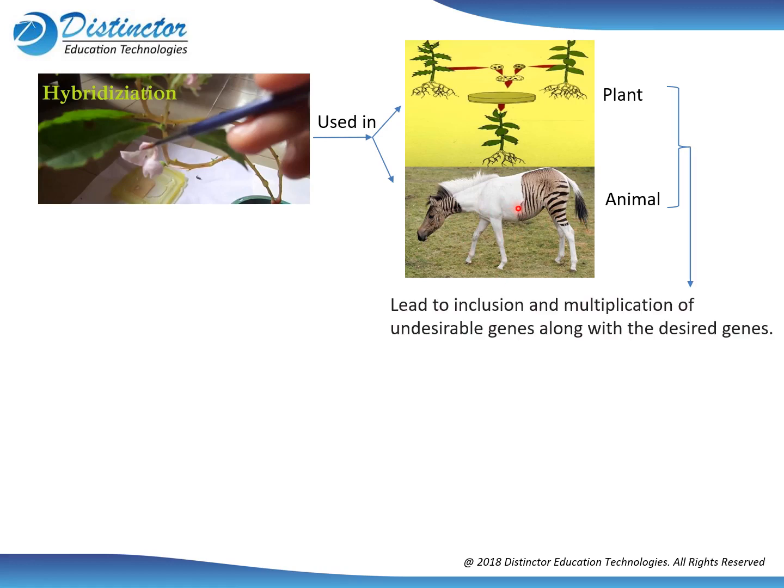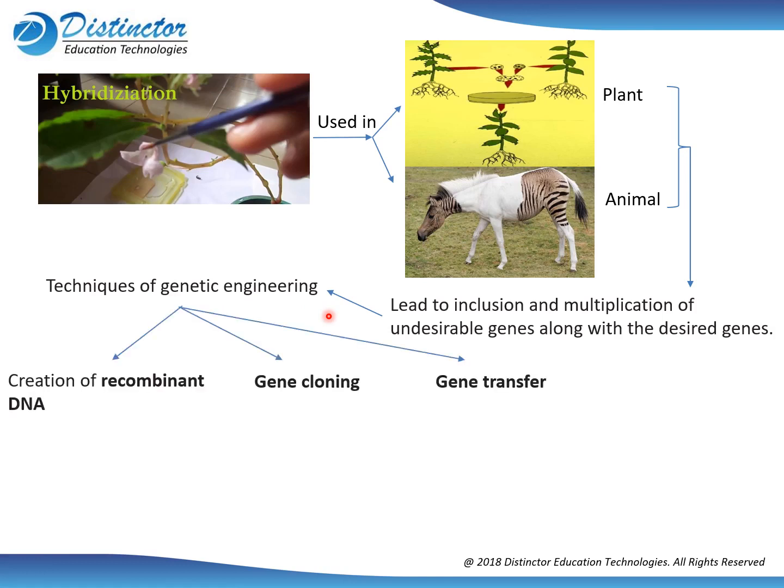This hybridization technique leads to the inclusion and multiplication of undesirable genes along with the desirable genes. When we prepare a hybrid, it contains all the characters that both the horse and the zebra have. But we need to produce only the desirable characters. So when we try to make a progeny with desirable characters, we use genetic engineering techniques. That led the genetic engineering process to come into society.